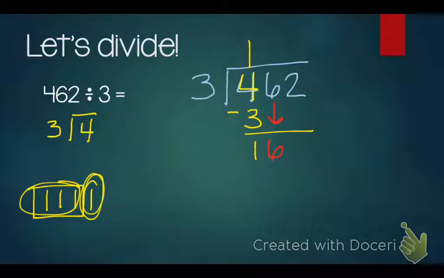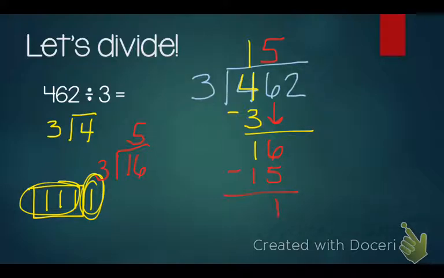Now we're looking at how many times does 3 go into 16. So think about your multiplication facts. Well, 3 times 5 gives us 15. 3 times 6 gives us 18. 18 is too much. So we can say 16 divided by 3 is 5. And again, 3 times 5 is 15, so I'm going to subtract 15, which gives me 1.